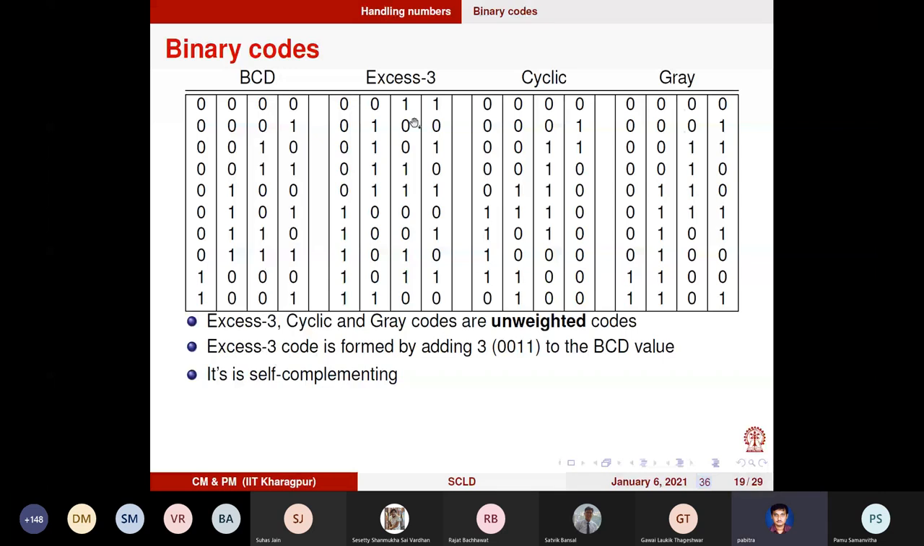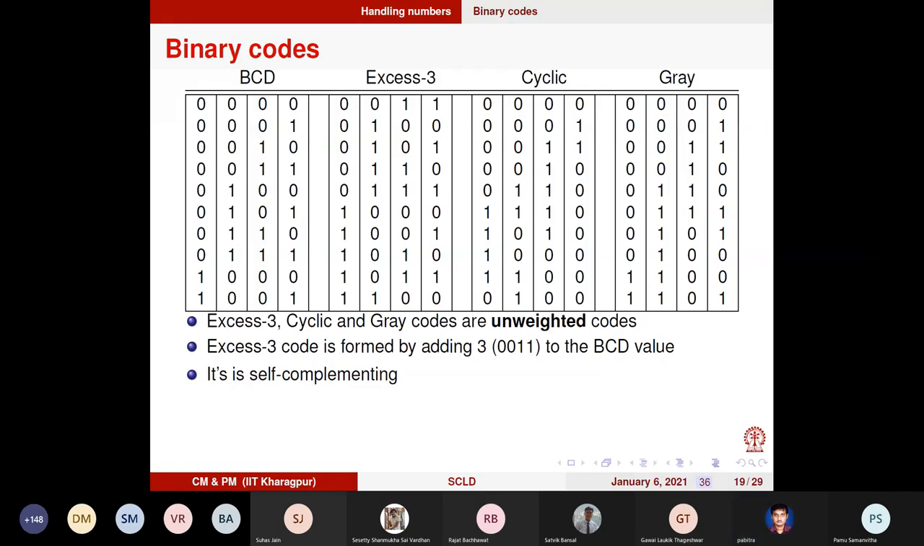There is a nice property of this XS3, that it is self-complementing. You can check that it is still there. 0 and 9 are complements of each other. The self-complementing property is still there.